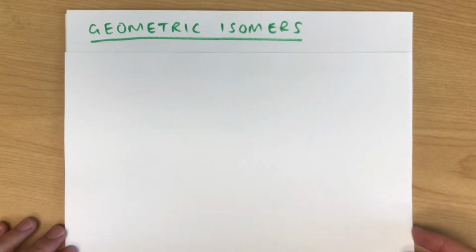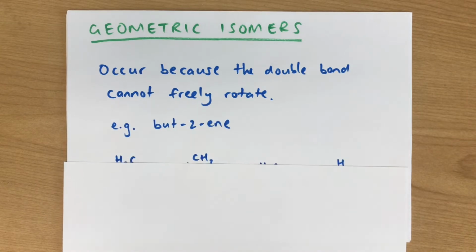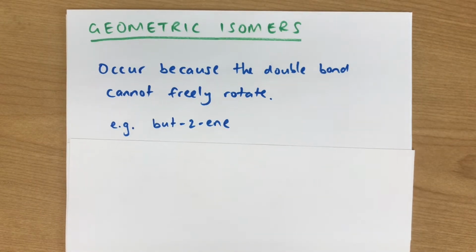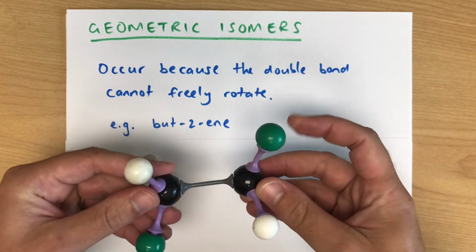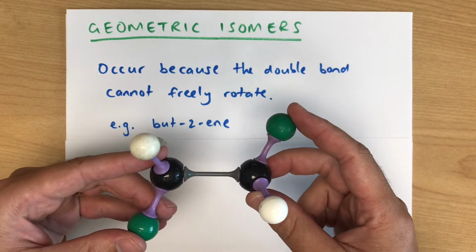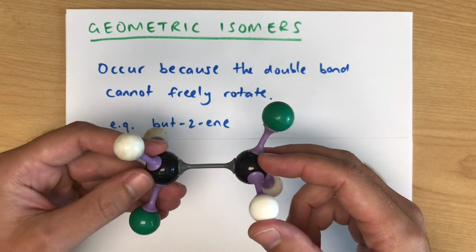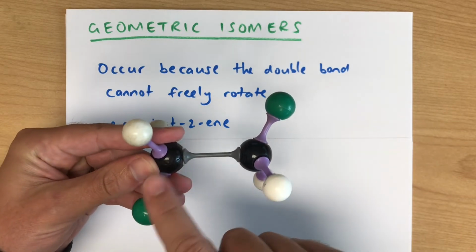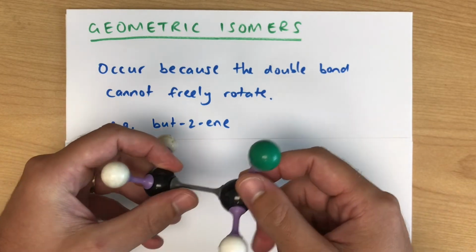Geometric isomers occur because the double bond cannot freely rotate. So we're going to look at an example here of but-2-ene. Now, before we look at but-2-ene, let's take a look at butane. I've got this model here, and I've got these green balls to represent a CH3 group or a methyl group. The black balls represent a carbon, and the white balls represent a hydrogen. So here is my carbon chain, 1, 2, 3, 4. That's a butane. They're all carbon-to-carbon single bonds.